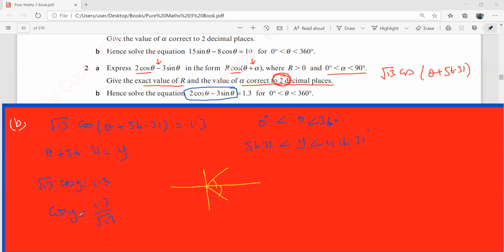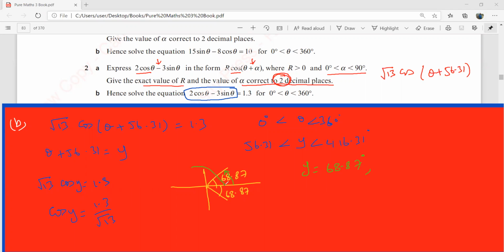Now, please tell me quickly what is cos inverse of 1.3 over root 13? 68.87. Okay, guys, can I keep this as my first value of y? Yes, because it is in this range. Okay, so this is 68.87. That is our first value.